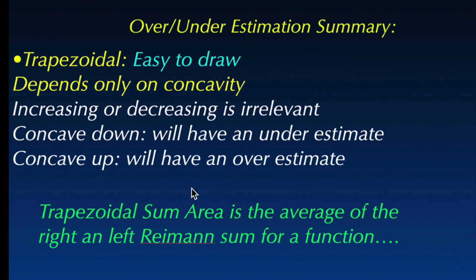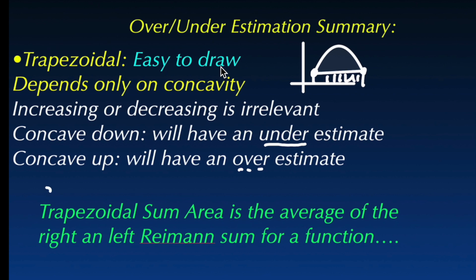Continuing with the trapezoidal, remember, trapezoidal is easy to draw. All of the endpoints are represented on the graph of f. All that matters is the concavity. It does not matter whether the curve is increasing or decreasing. If you connect these points and you draw your trapezoid, clearly this is going to be an underestimate if you are concave down. Alternatively, if you're concave up, you're going to get an overestimate. Also, don't forget that the trapezoidal sum area is the average of the left and right function.